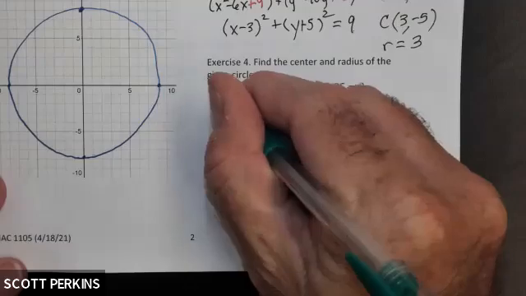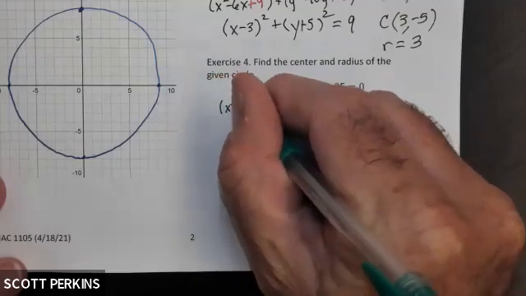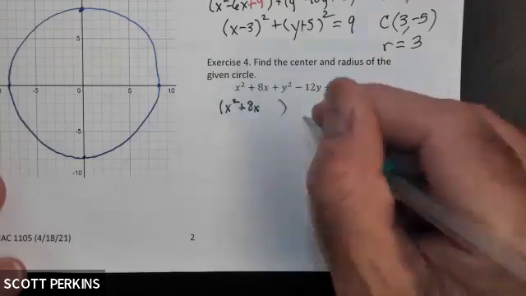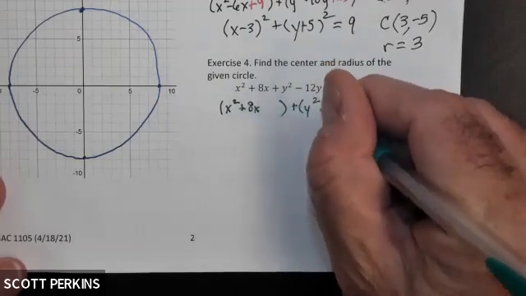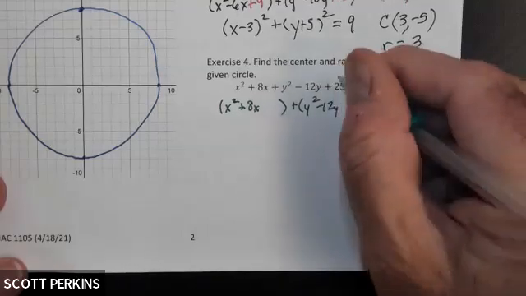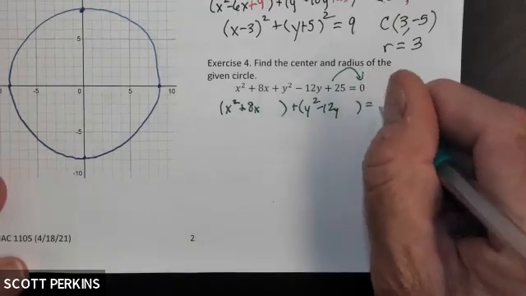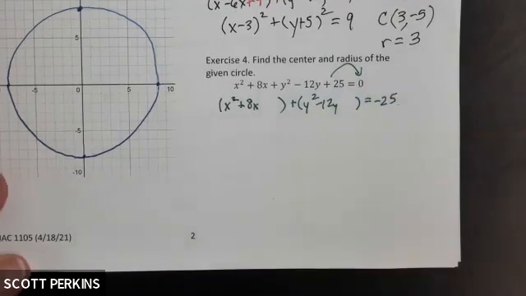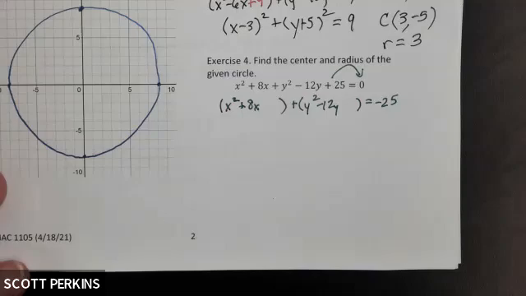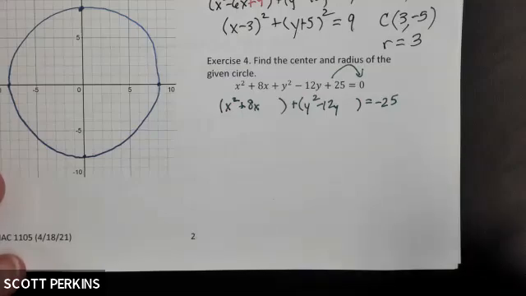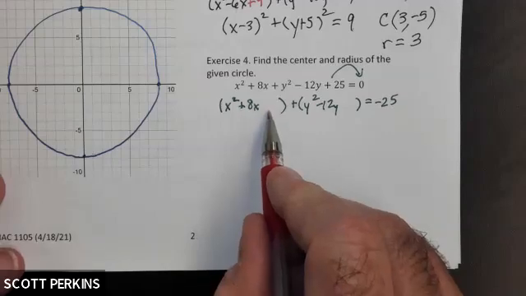So first thing I'm going to do is group my x's and group my y's. I'm going to leave a little space. And then I'm going to take that 25 and put it on the other side by subtracting it. And that becomes negative 25. So far, are we so good? Anybody bothered yet? I'm trusting you to let me know, okay? So now, what am I going to add in this parenthesis right here?